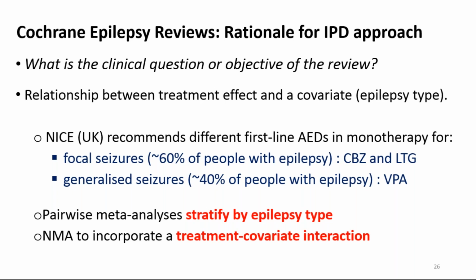So for individuals with focal seizures, which is the most common seizure type, carbamazepine and lamotrigine are the recommended first treatments, whereas for people with generalized seizures, the less common seizure type, VPA, sodium valproate, is the recommended treatment. So we're taking account of this in our pairwise meta-analyses by stratifying all of our analyses by epilepsy type. And within our network meta-analysis, we want to incorporate a treatment covariate interaction.